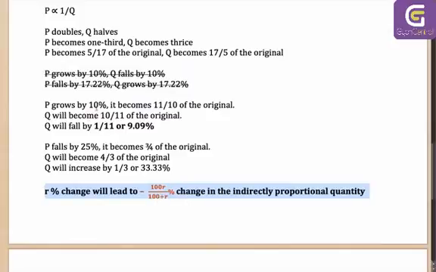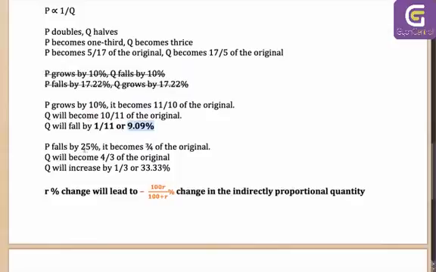Try it out with 10%. It was growing by 10%, which means R is plus 10. So this becomes 1000 by 110. 1000 by 110 is the same as 100 by 11 with a negative sign. 100 by 11 with a negative sign is minus 9.09%, or it has fallen by 9.09%.